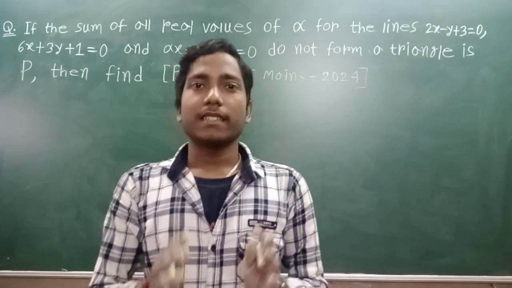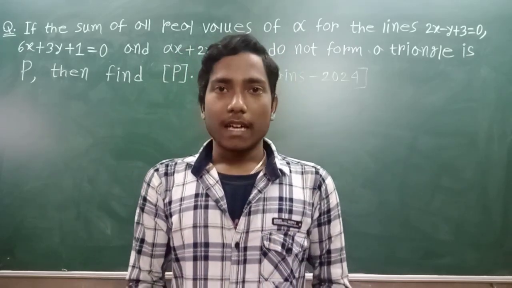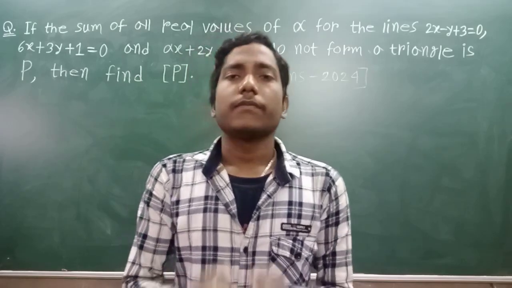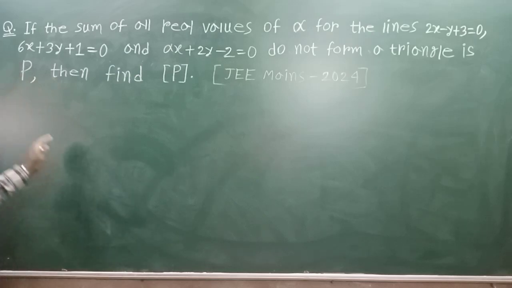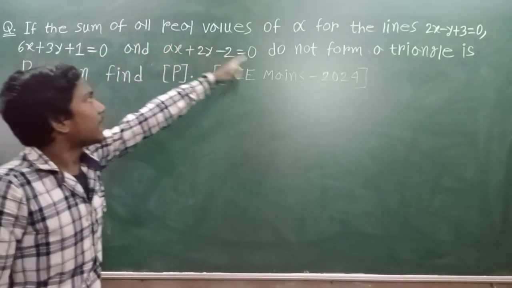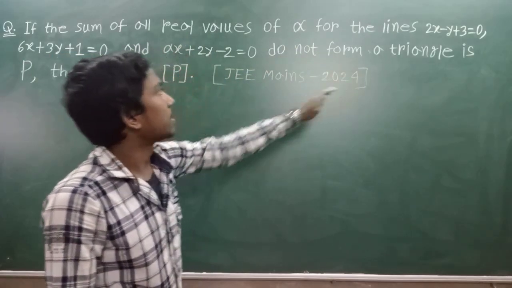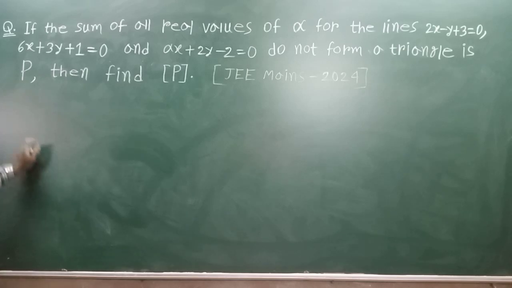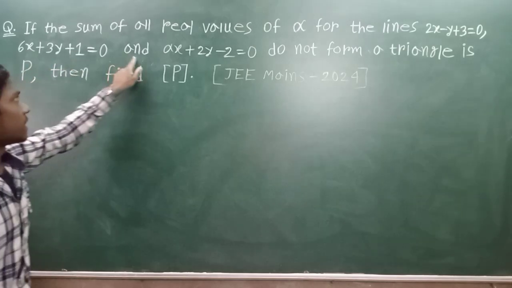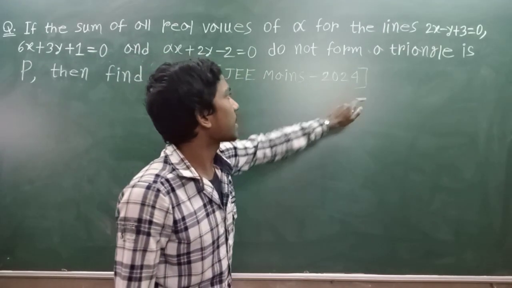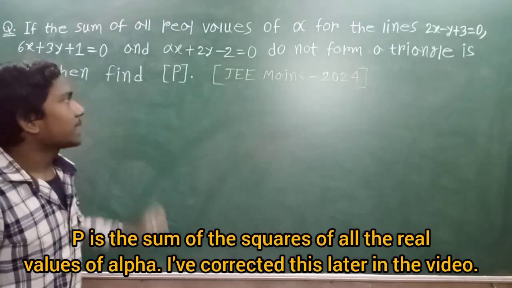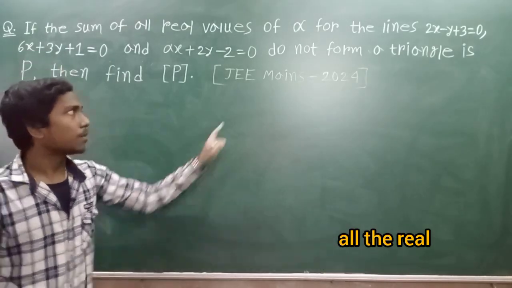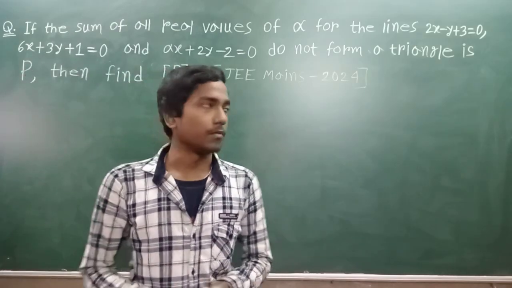So in this video I will discuss one such problem where you will see how we can solve the problem using very fundamental concepts. Okay, so let's solve. If the sum of all real values of alpha for which the lines 2x minus y plus 3 is equal to 0, this and this do not form a triangle, is P, then find the greatest integer P. This problem was asked in JEE Mains 2024.